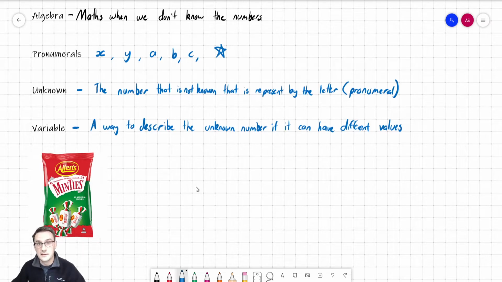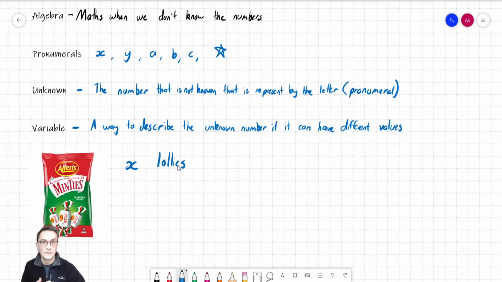Now, to give an example of where algebra can be useful, I've got this packet of lollies here. I want to represent the number of lollies in this packet. Now, I actually don't know how many lollies are in this packet right now. So in order to represent that, because I don't know what the number is, what I'm going to say is instead I have X amount of lollies, or X amount of minties.